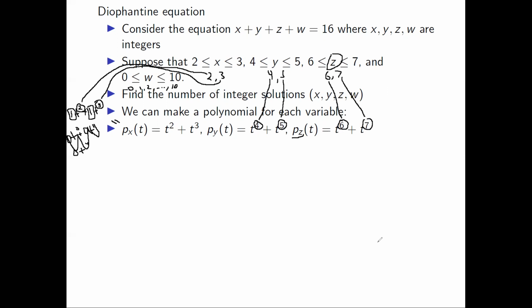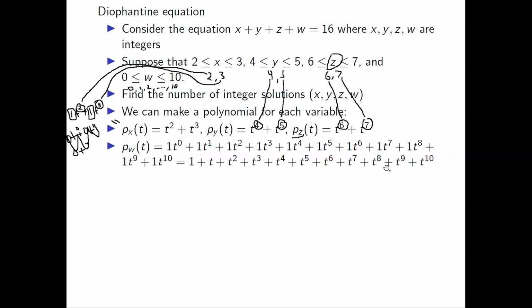So those are our first three polynomials for the x, y, and z variables. And the constraints for x, y, and z are all pretty similar. x, y, and z are all restricted to only have 2 possible values. For the w polynomial, this one's different from the first 3. This one is just going to be 1 times t to the 0 plus 1 times t to the 1, I'm going to circle these exponents, plus 1 times t to the 2, and so on, up to 1 times t to the 10th. Notice this 0, 1, 2, up to 9, 10. This is the same thing that we see right here. These are the possible values for w.